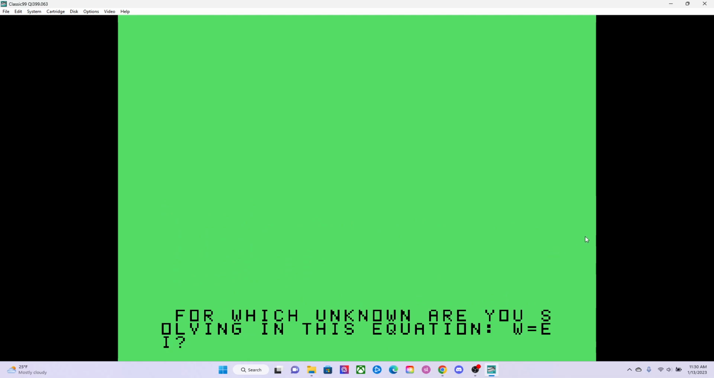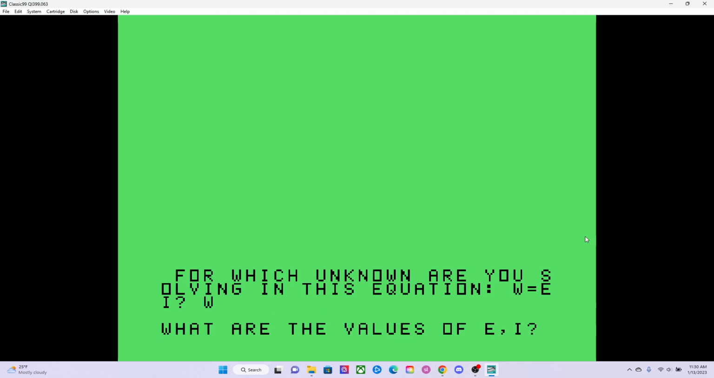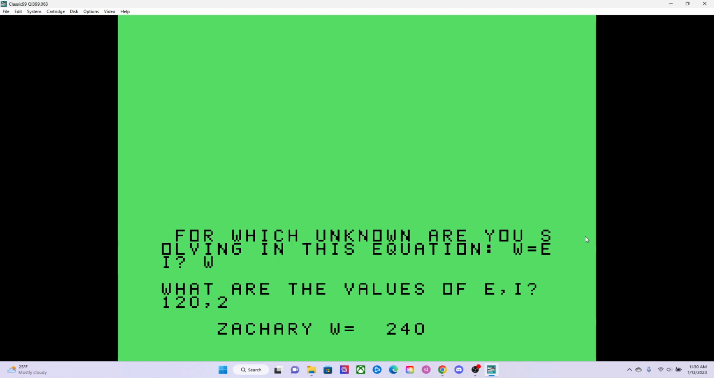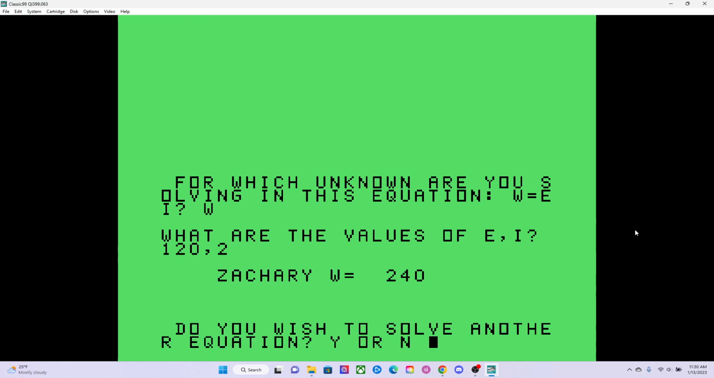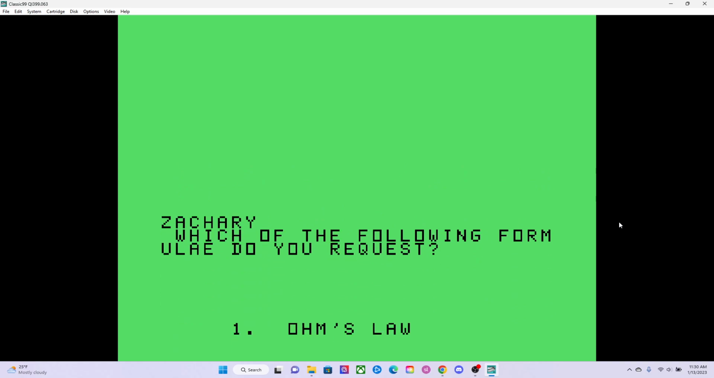For which unknown are you solving in this equation? W equals E times I. So let's say we're solving for the wattage. We know the voltage. Let's say, I don't know, 120 volts. And let's say 2 amps of current are being used. And so we get a wattage of 240 watts. So let's do that again.